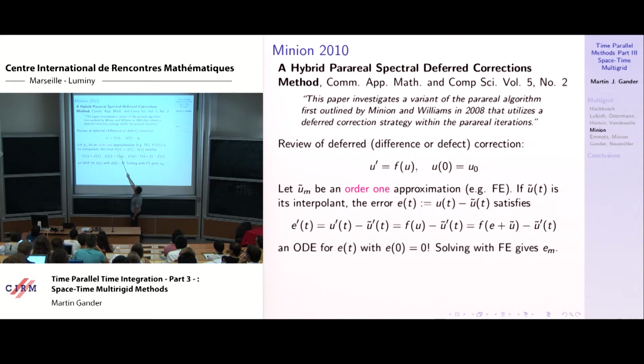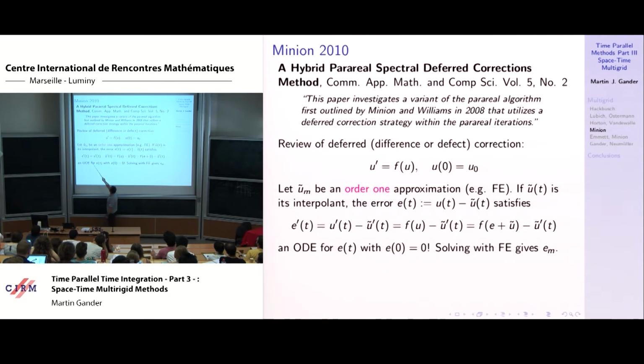I take a time derivative here, a time derivative of the error. This gives me a time derivative of the exact solution and a time derivative of my interpolated solution. For the exact solution, I know this is f of u because the ODE is satisfied by the exact solution. For this solution here, there's not much I can do. It's just the derivative of my approximation that I interpolated. And then because I don't know what u is, I replace u from this equation here by the error plus u tilde. And now you see I have an equation for the error.